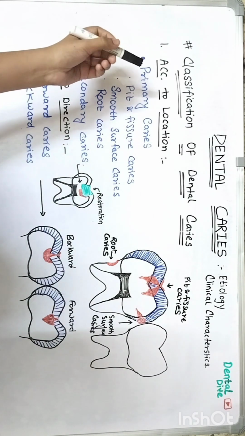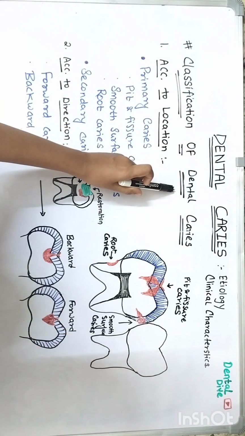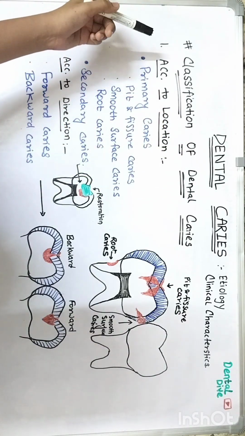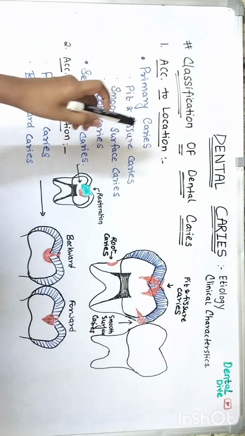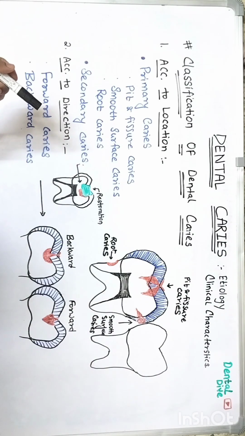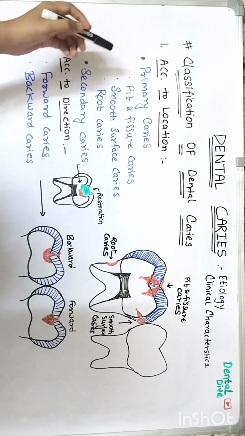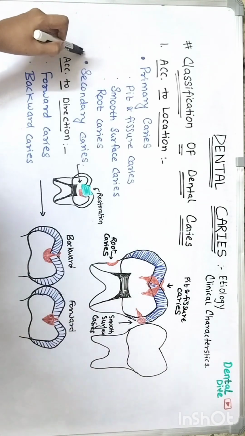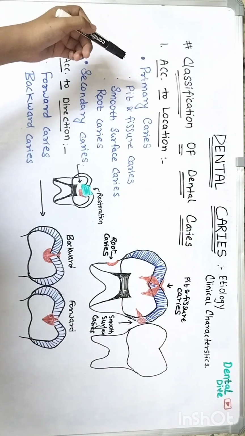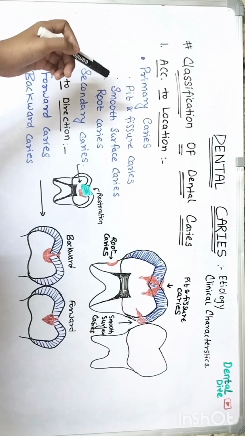Today we will discuss the classification of dental caries. First, it is classified according to the location. The caries lesion varies with the nature of the surface on which the lesion develops. It is divided into primary and secondary caries. The primary is the original caries lesion on the tooth.